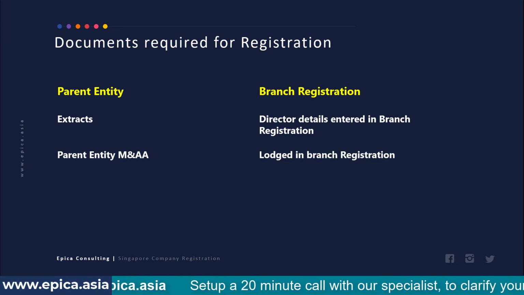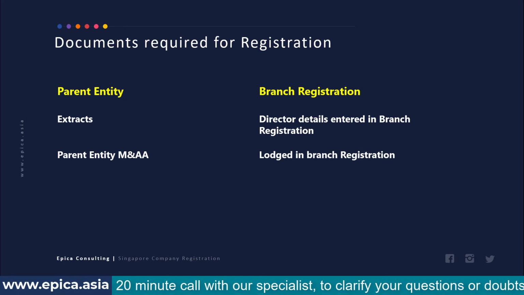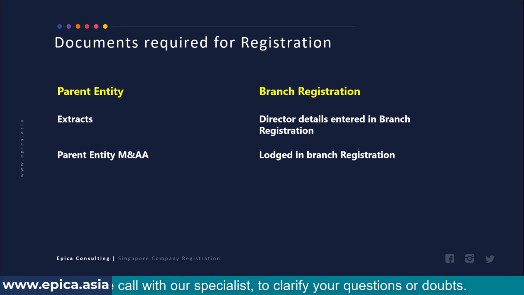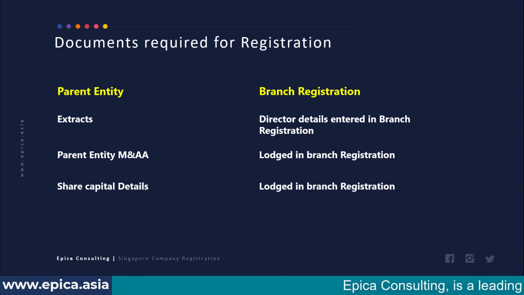The parent entity's memorandum and articles of association, certified copy, will again be lodged in branch registration. So we have to upload these documents at the time of registration, and share capital details of the parent entity will be lodged in branch registration.